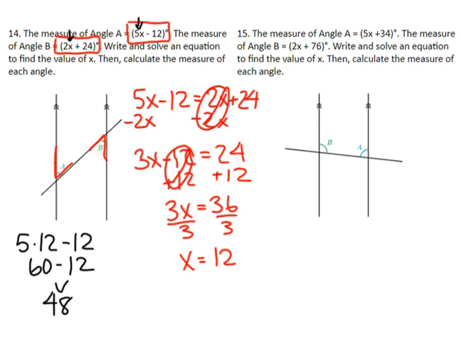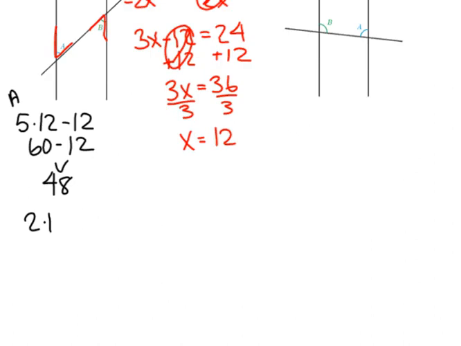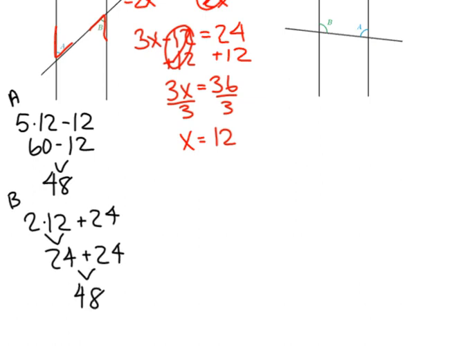That was the expression for angle A. And angle B should be the same thing, but we can test it and do 2 times 12 plus 24, and 24 plus 24 is also 48. So it's a good way to check to see that we have the correct values. And then when we look at it, it seems reasonable. That's an acute angle, so 48 degrees would make sense for that.